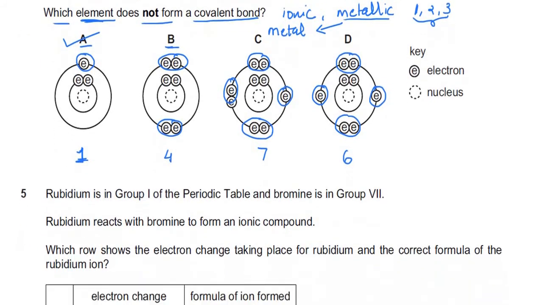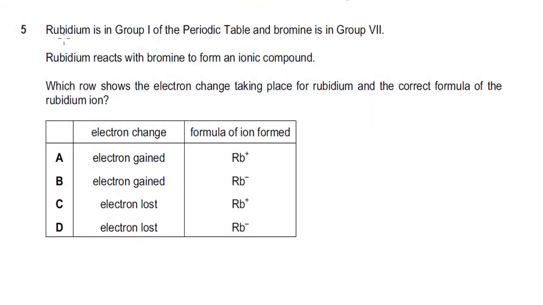Now let's move on with our fifth MCQ, which says rubidium is in group 1 of the periodic table and bromine is in group 7. Rubidium reacts with bromine to form an ionic compound. Which row shows the electron change taking place for rubidium and the correct formula of the rubidium ion? Now as the question asked is about rubidium and rubidium ion, let's have a look at the detail of the rubidium atom. It says rubidium is in group 1. From this we can make out that the rubidium atom has just 1 outer shell electron because it is in group 1.